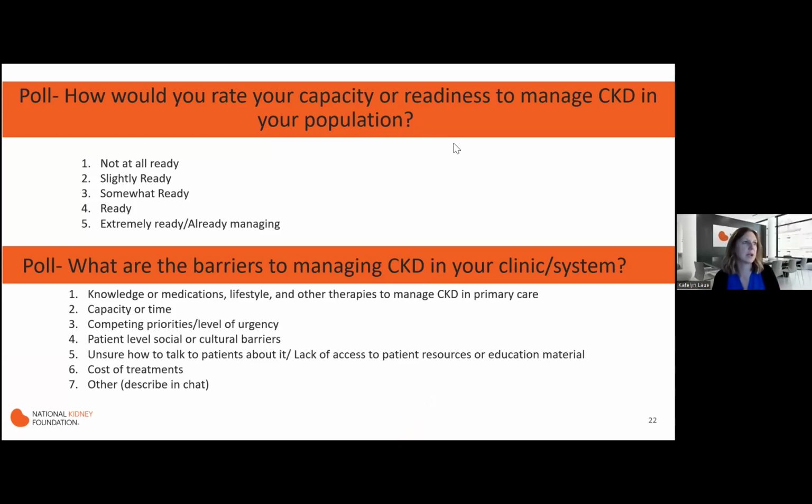So as you can see, we're going to start with another poll. Hopefully you've heard from this information the urgency. We've articulated the urgency around kidney disease. So we'd love to understand a little bit how you as clinicians and care team members are feeling about your clinic or your service area's capacity and readiness to manage kidney disease, and maybe what some of those barriers are. We'll give that poll a few minutes.